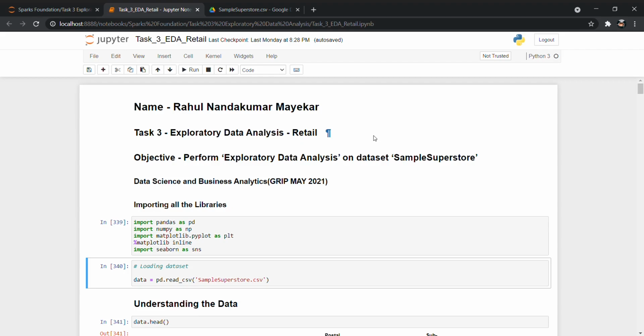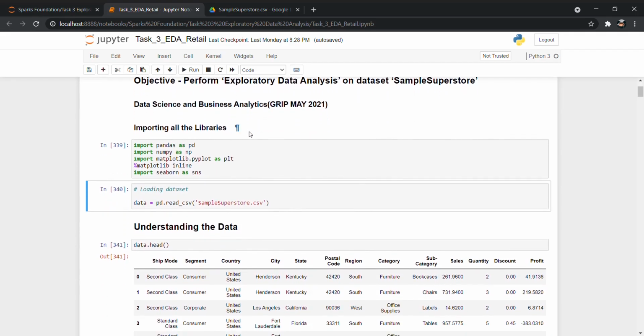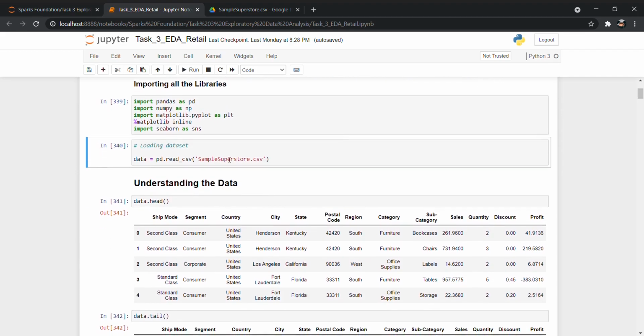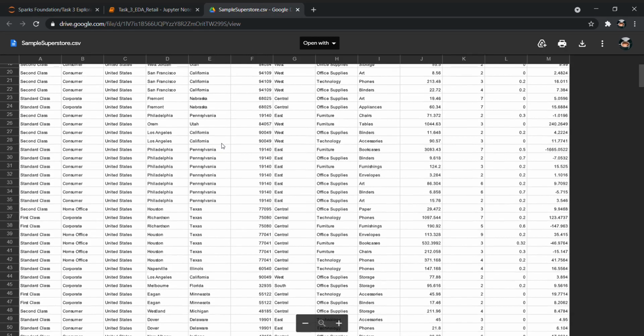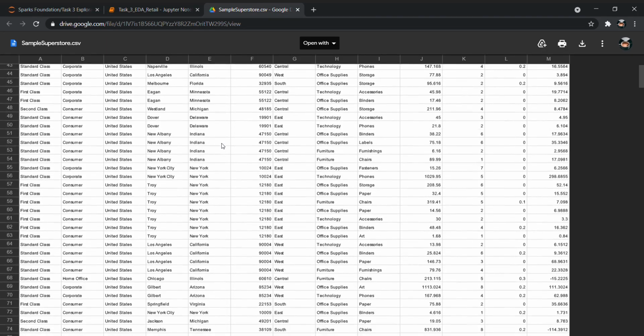I have selected Task 3 for myself, in which I have to perform exploratory data analysis on a retail problem set. So starting with, I have imported all the libraries such as Pandas, NumPy, Matplotlib and Seaborn. Then I have loaded the dataset, which is sample superstore.csv. I can show you the details. So these are the details of our dataset in CSV form.